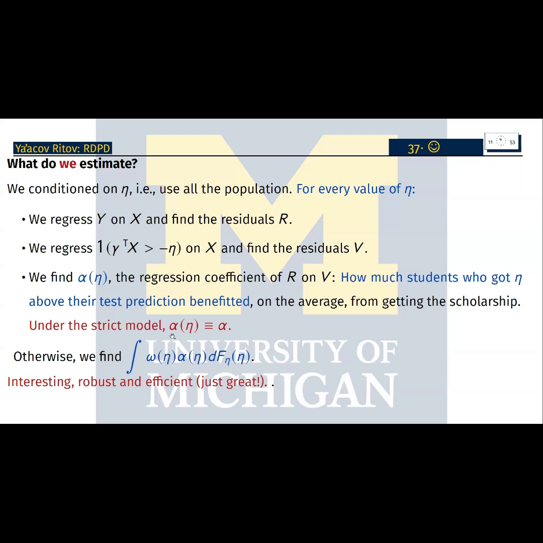Under, as I said, the strict model, alpha of eta is fixed. Otherwise, I can eventually weight all the conditional regressions that are done for every value of eta. More generally, I do weighting of them because alpha depends on eta. And since I want to be aggressive, I say that it's interesting, robust, and efficient. And just great.